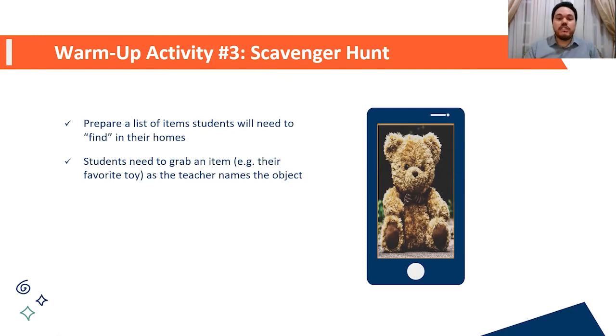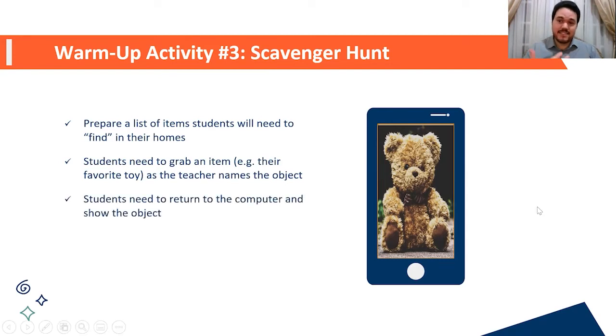So you can tell them to go find their favorite toy. So they're gonna find, for example, this teddy bear, which is pretty cool, and they're gonna grab their favorite toy. They're gonna come back. That's the next step. Students need to return to the computer, right? They sit down and they show the object in front of the camera, which is also a nice way of showing something that's meaningful to them. And at the same time, we're including movement here.